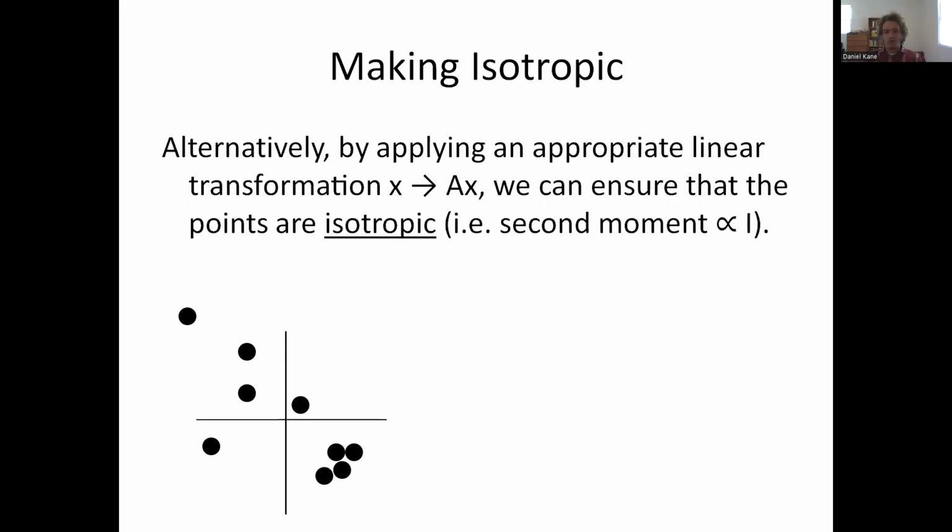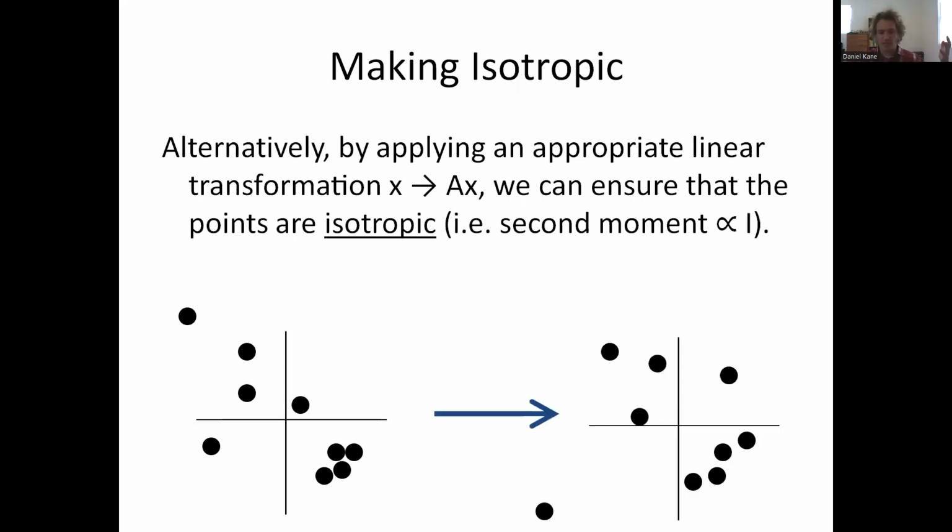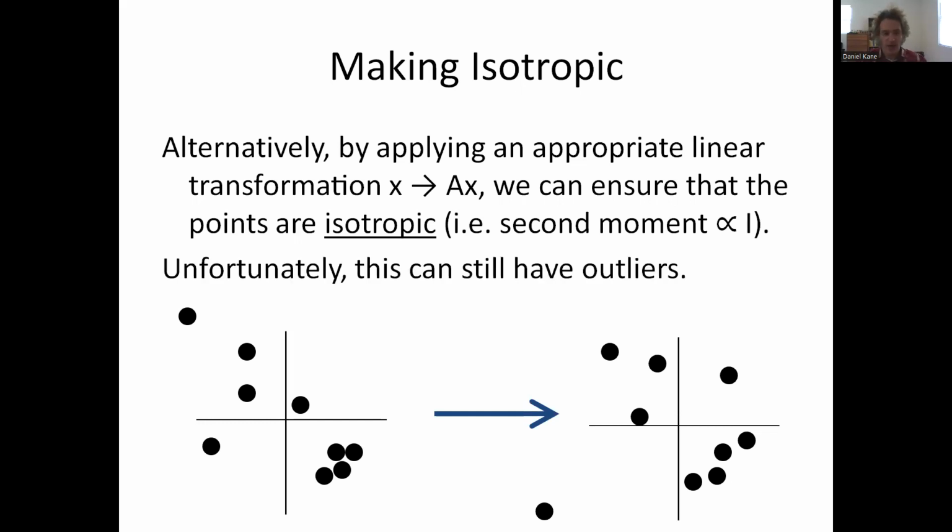Another thing that you could do is make your point set isotropic. Most of the time, there should be a linear transformation where if you apply it to all of the points at the same time, you can put the points in isotropic position, i.e. you can make it so that their second moment matrix is proportional to the identity. So you apply this linear transformation, you get a new point set. And unfortunately, while this ensures that your points are balanced in some sense, there can still be outliers. You can have some points that are much larger than the others.